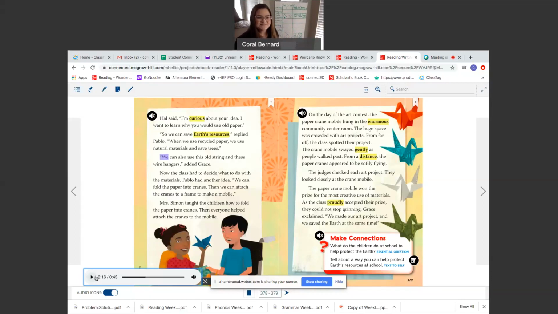Okay, let's continue. We can also use this old string and these wire hangers, added Grace. Now the class had to decide what to do with the materials. Pablo had another idea. We can fold the paper into cranes. Then we can attach the cranes to a frame to make a mobile. Mrs. Simon taught the children how to fold the paper into cranes. Then everyone helped attach the cranes to the mobile.